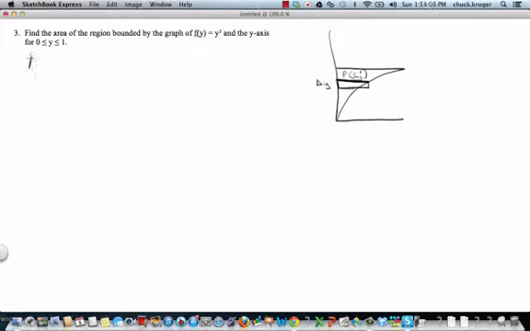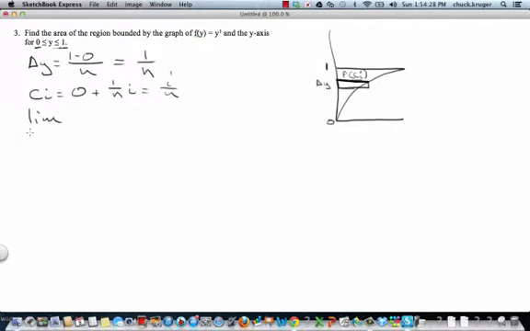I'm going to still figure out delta y, and it's going to be 1 minus 0. Notice these are my a and my b. Here's 0 right here. Here's 1 right here. Over n, and I'm going to get 1 over n. And then c sub i is going to be 0 plus 1 over n times i, which is simply i over n. And then I'm going to start the limit process again.